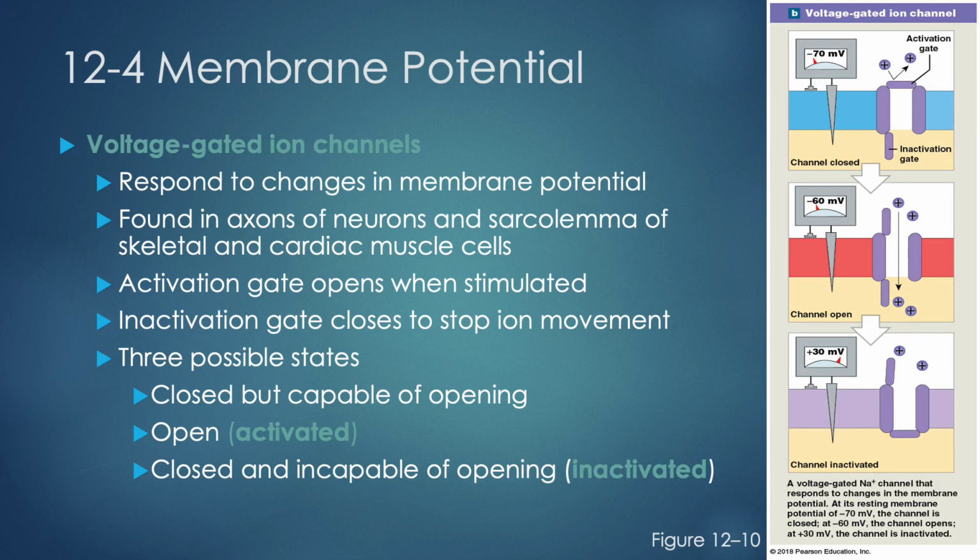Voltage-gated ion channels open and close and respond to differences in the membrane potential. So you're going to find these throughout the entire length of axons of neurons and also in the sarcolemma of skeletal and cardiac muscle cells. So the activation gate is going to open when it's stimulated, and it'll close to stop ion movement. And there are three possible states that can be happening at any given point with any one of these voltage-gated ion channels. It can either be closed but ready to open. It could be wide open, which is activated, or it could be closed and not capable of opening yet.